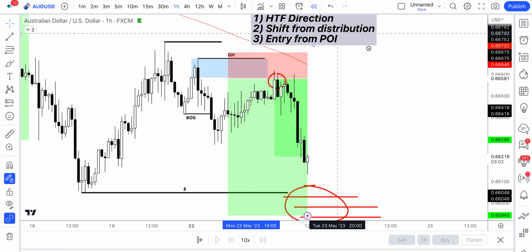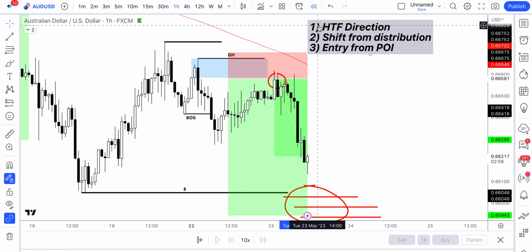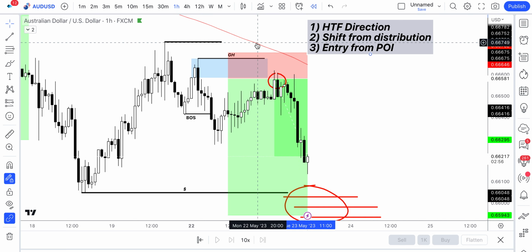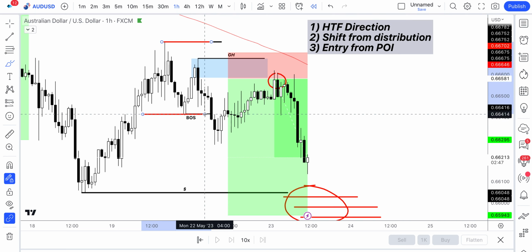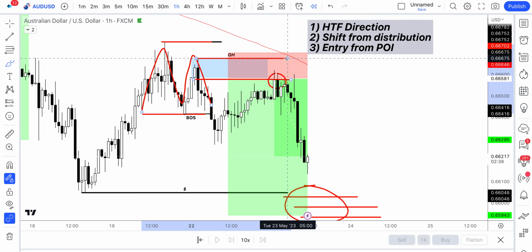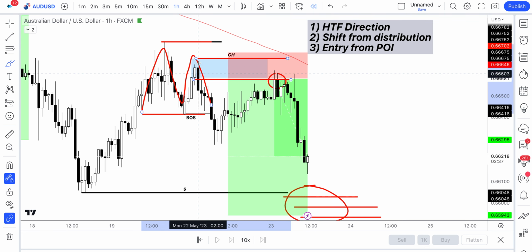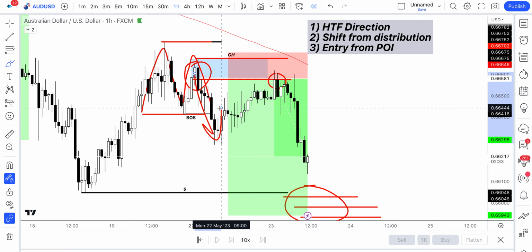Okay, so this is the higher time frame strategy here. It's 3 steps. Number 1, higher time frame direction. We use the moving average, 200 moving average. Number 2, shift from a distribution phase, which is this here. We've got a clear distribution and a range here. We've had a strong shift, and then entry is based on our extreme supply, which is our order block, which is the last up candle before this strong move to the downside here.